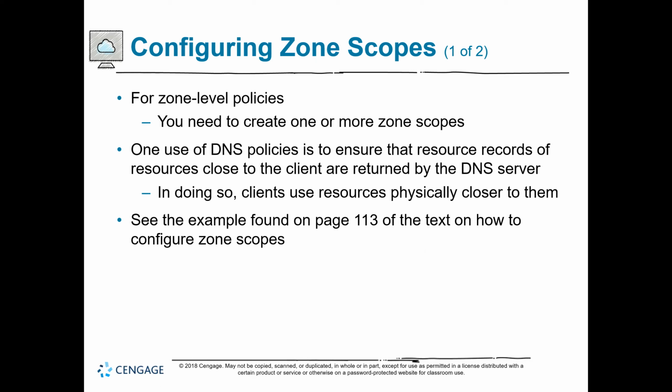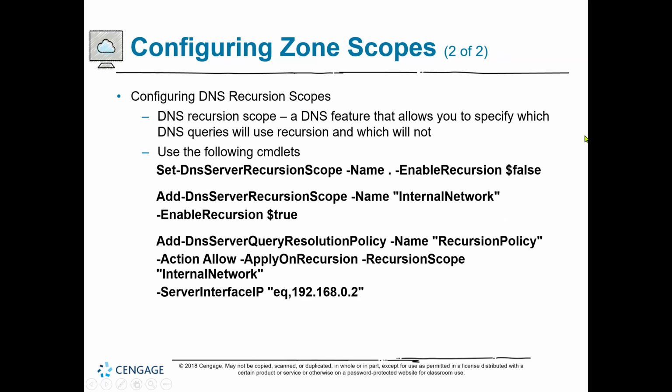Configuring zone scopes. For zone level policies, you need to create one or more zone scopes. One use of DNS policies is to ensure that resource records of resources close to the client are returned by the DNS server. In doing so, the client's resources are physically closer to them. And then it looks like we have a nice example that should come up on it.